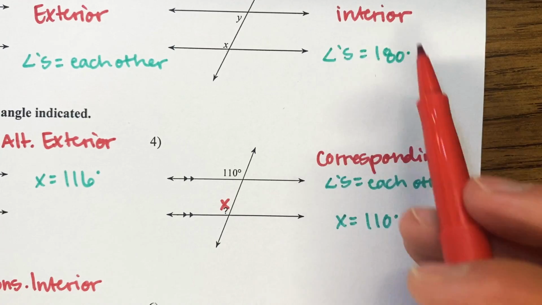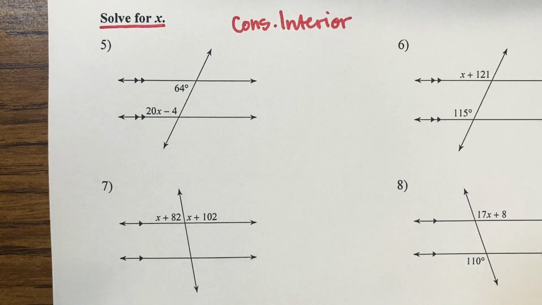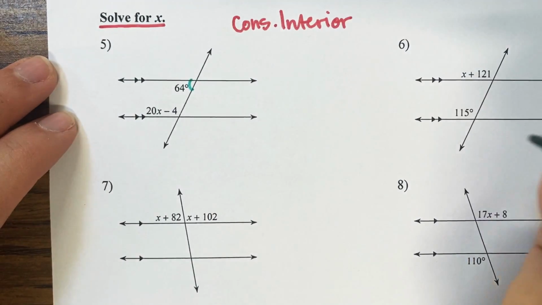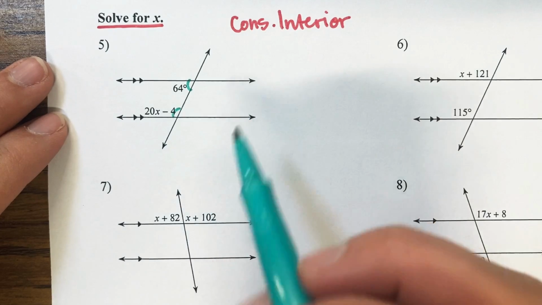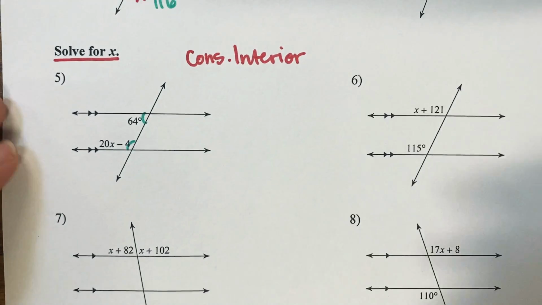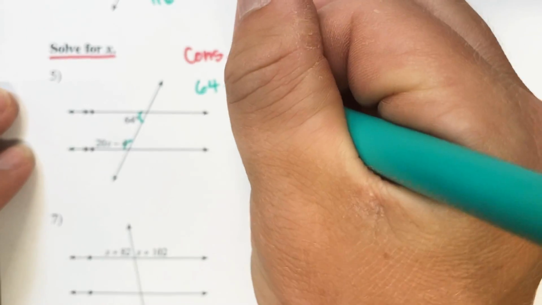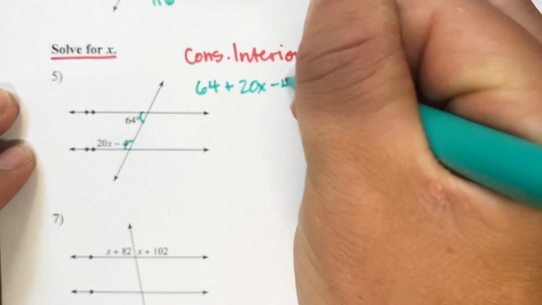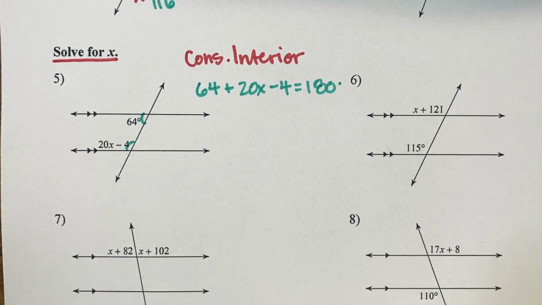Okay, and what did they equal? Well, let's back up here. They equal 180. So we know that if we take this angle, 64, and add it to that angle, 20x minus 4, they equal 180. So let's go ahead and write that out. 64 plus our other angle, 20x minus 4, is going to equal 180 degrees.